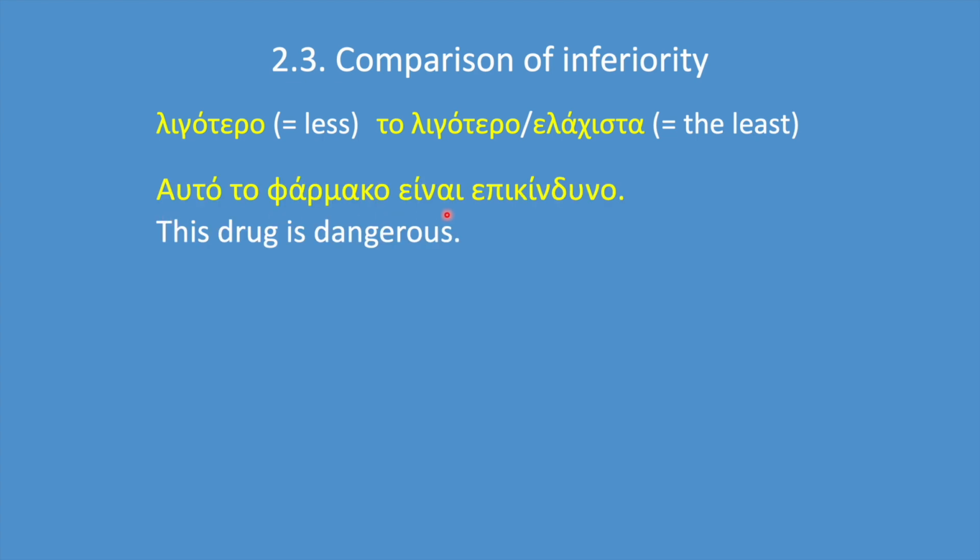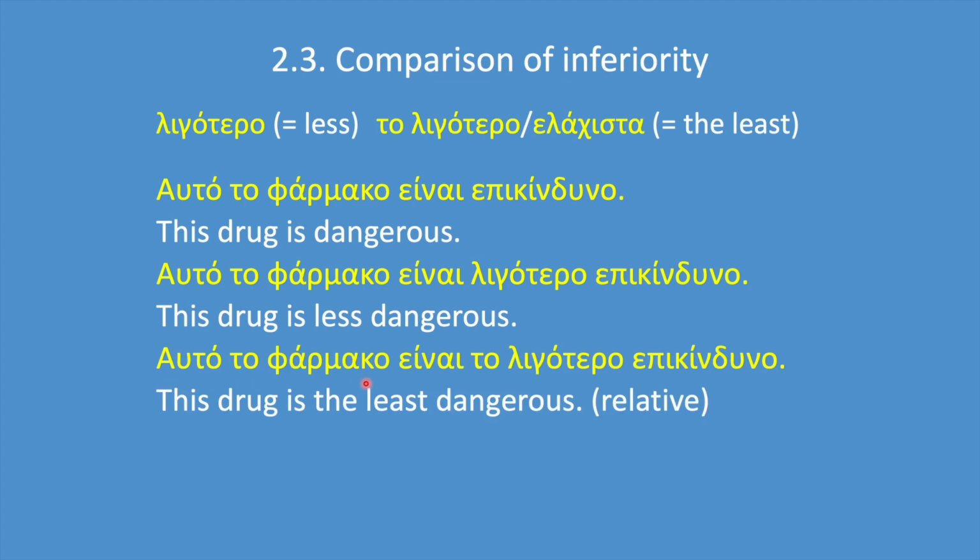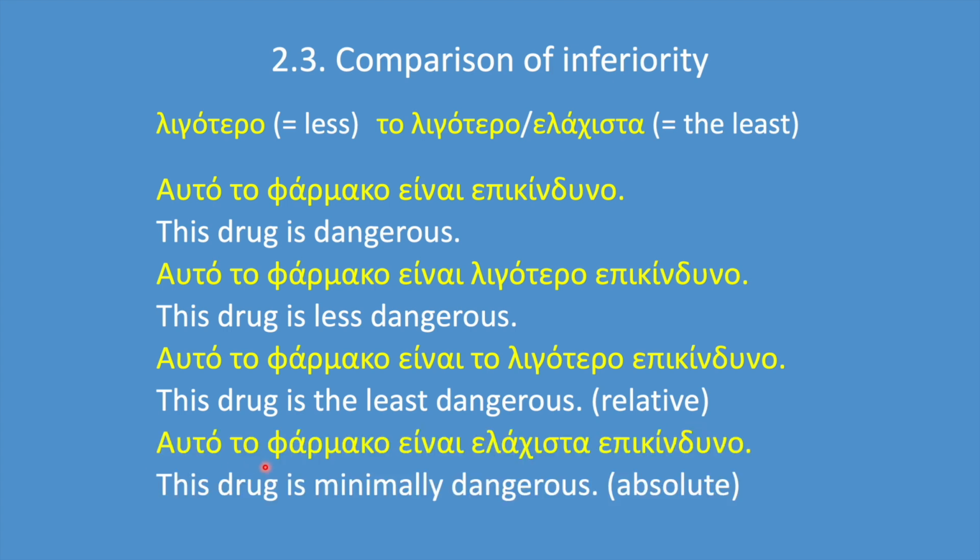Αυτό το φάρμακο είναι επικίνδυνο. This drug is dangerous. Αυτό το φάρμακο είναι λιγότερο επικίνδυνο. This drug is less dangerous. Αυτό το φάρμακο είναι το λιγότερο επικίνδυνο. This drug is the least dangerous. This is a relative superlative. Αυτό το φάρμακο είναι ελάχιστα επικίνδυνο. This drug is minimally dangerous. This drug is very, very little dangerous. And this is the absolute superlative.